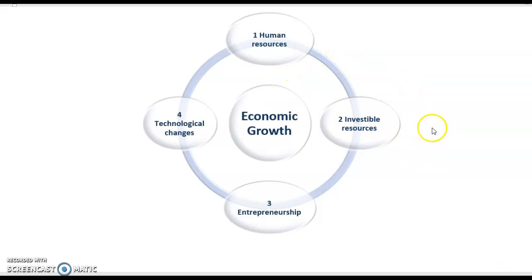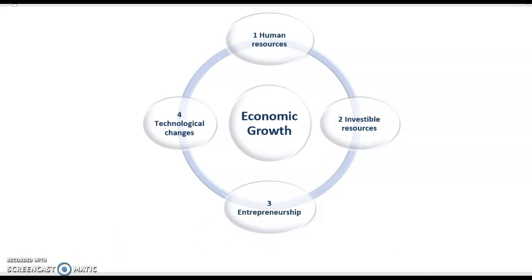The second element, or key factor that contributes to economic growth, is the investable resources. It can be derived from internal and external sources. The internal sources include zakat and voluntary saving in the EPF, while the external sources refer to interest-free debt, because we know interest is prohibited in Islam.